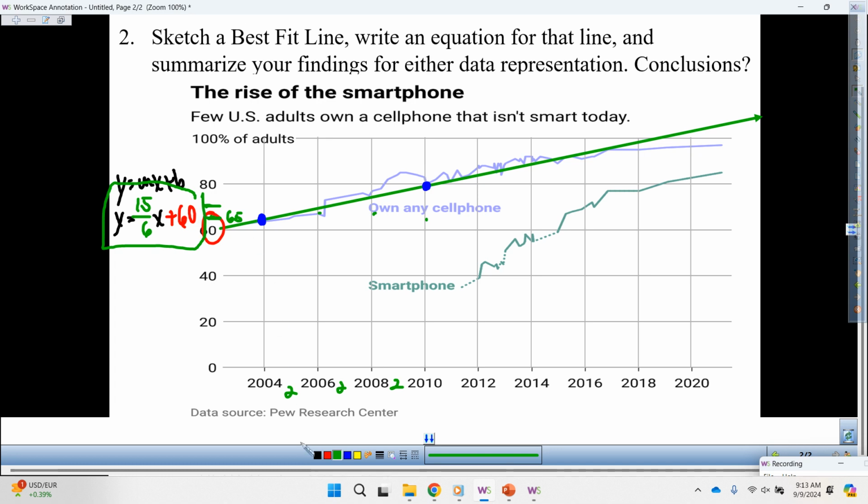All right, good. However, look at the data and tell your neighbor a conclusion for that data for own any cell phone. Own any cell phone. What would be a conclusion to that data?